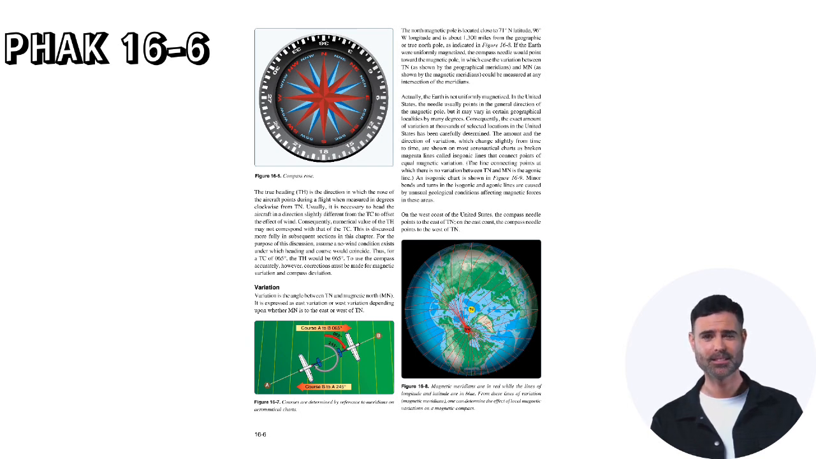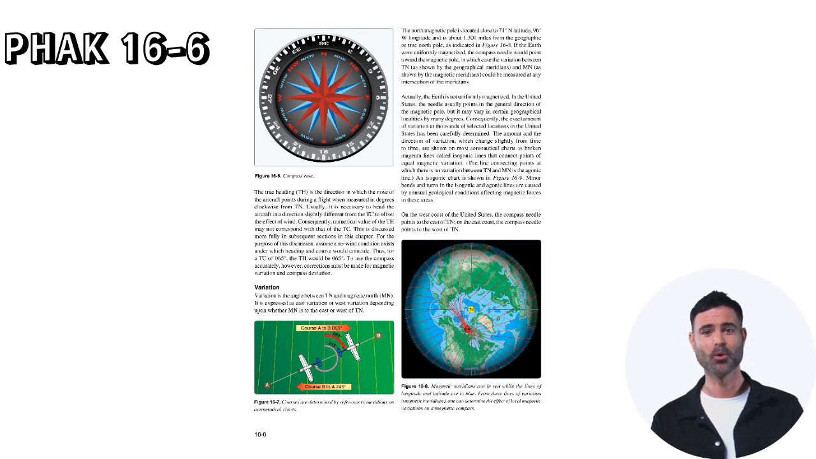In the United States, the needle usually points in the general direction of the magnetic pole, but it may vary in certain geographical localities by many degrees. Consequently, the exact amount of variation at thousands of selected locations in the United States has been carefully determined. The amount and the direction of variation, which change slightly from time to time, are shown on most aeronautical charts as broken magenta lines called isogonic lines that connect points of equal magnetic variation.